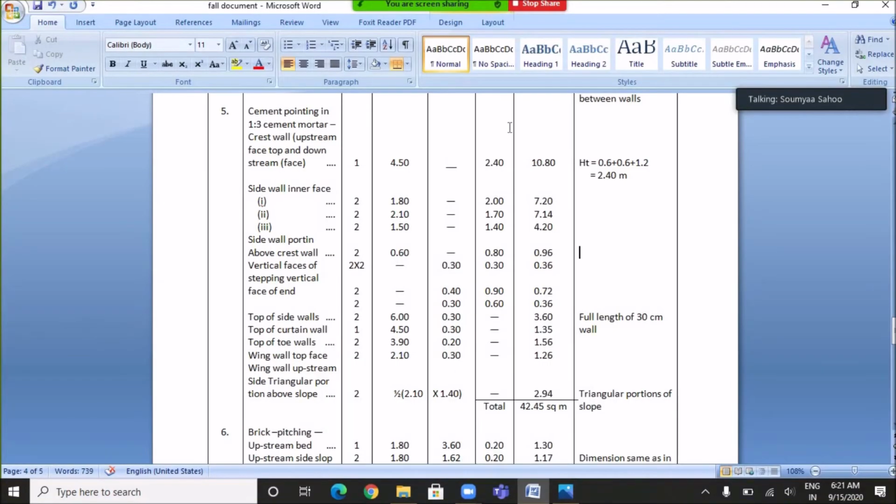So if we fill this data in the table, the number will be 2, length will be 1.5 meter and the height will be 1.4 meter and the quantity will be 4.2 square meter.